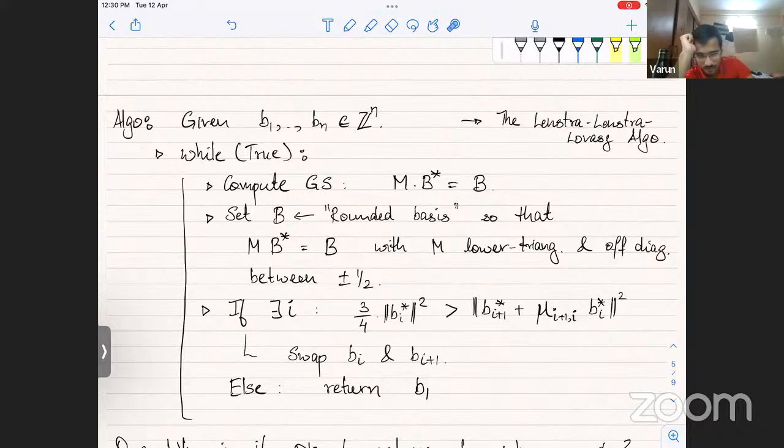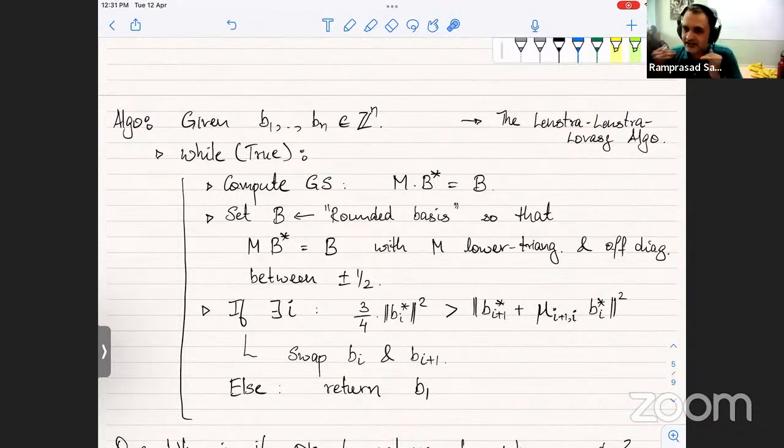What is capital B star? It is the current Gram-Schmidt vector. The ith Gram-Schmidt vector is Bi star, and the i plus 1th Gram-Schmidt vector is Bi plus 1 star, and so on. And mu i plus 1 comma i are the entries of the matrix M that you currently have. In some words, it's saying, look at a particular vector and see if it is substantially smaller than your ith vector. By substantially smaller, I mean it's smaller by a factor of 3/4. If it is, then there is some reason to expect that swapping is helpful.